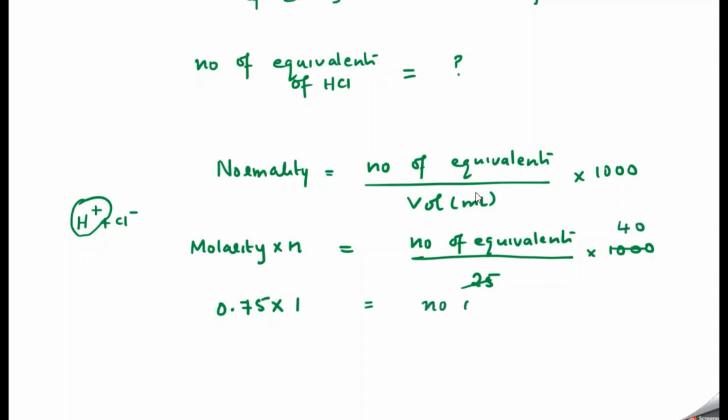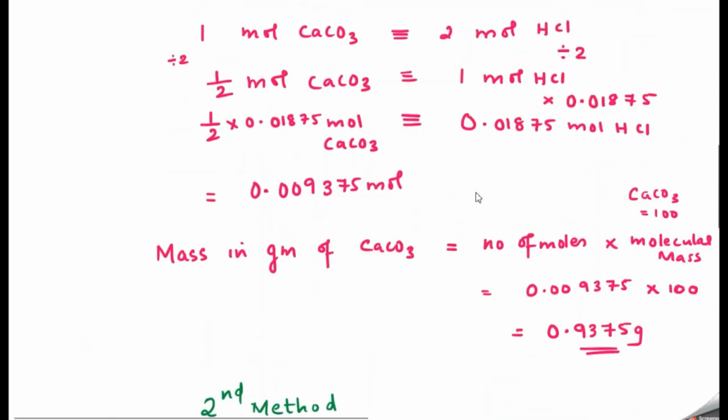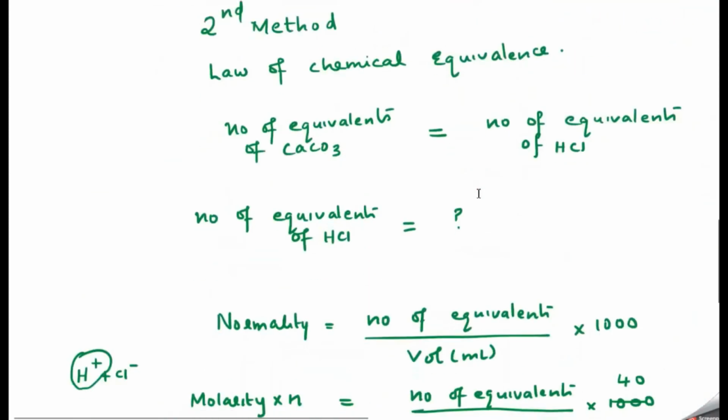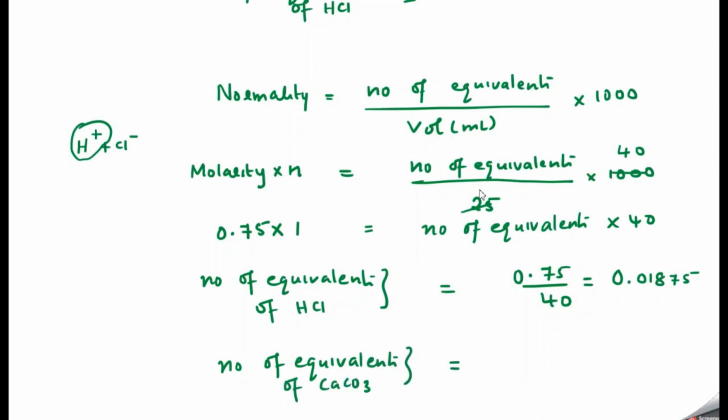So I can say number of equivalents into 40. From this I can calculate the number of equivalents of HCl. So number of equivalents of HCl is equal to how much? 0.75 divided by 40. I hope you remember this value. The same value is coming here in another way, correct? That is 0.01875. I got the equivalents. Now tell me what will be the number of equivalents of calcium carbonate. It will be the same. So number of equivalents of calcium carbonate is equal to 0.01875. This is as per the law of chemical equivalence.